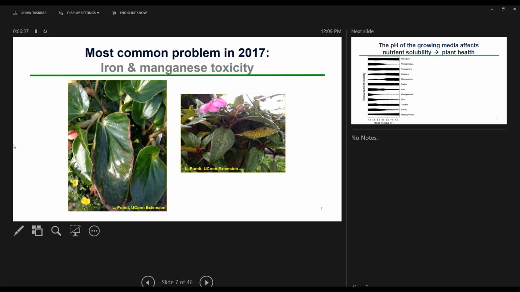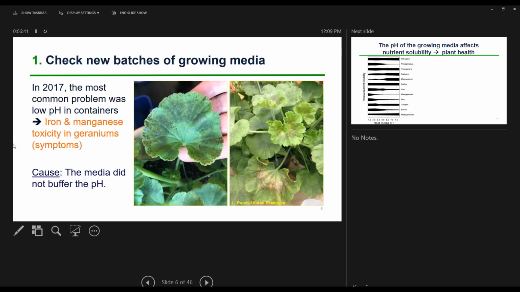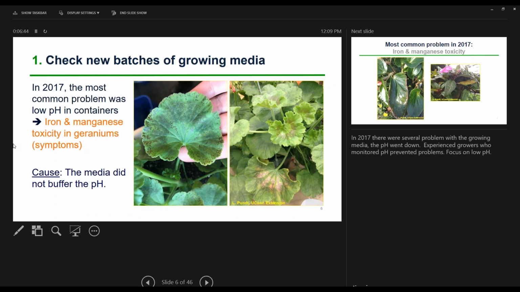But one of the things that I want you to think about is that even though I'm giving you the example today of when the growing media comes, you might be using the same brand, you might be using what you think came at the same time, same batch or whatever, but you see that the crop is not growing the same. So it's just a good habit to make sure that you monitor the pH of the media. And I'm going to talk a little bit more on how you monitor that.